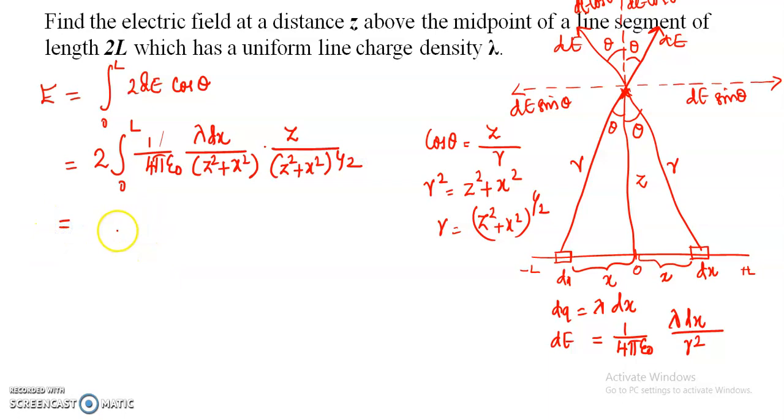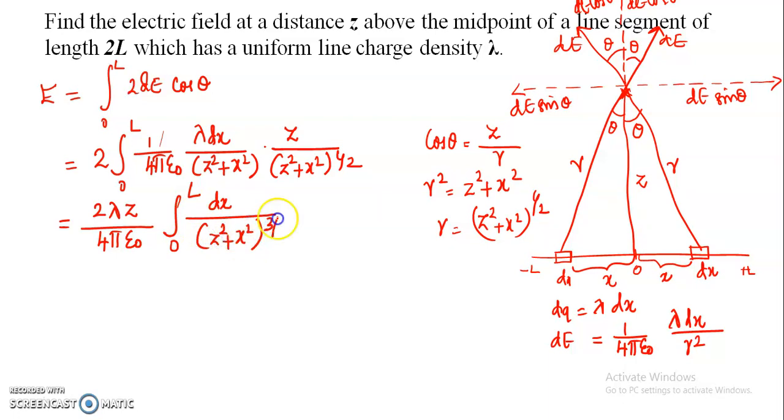Taking constants outside, 1 by 4 pi epsilon 0 is a constant, lambda is a constant, Z is also a constant. So we get 2 lambda Z divided by 4 pi epsilon 0 integral 0 to L dx divided by (Z square plus x square) whole raised to 3 by 2. Its power is here 1, here half. So the total power is 3 by 2.